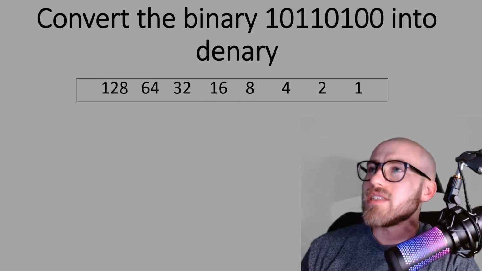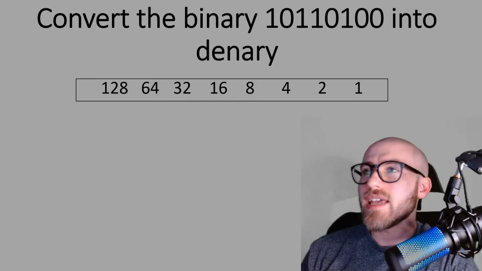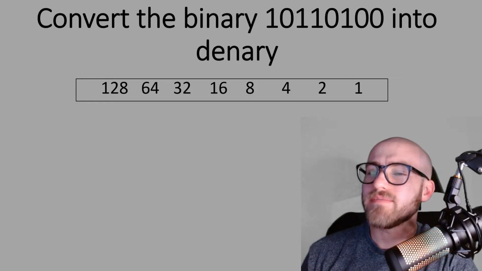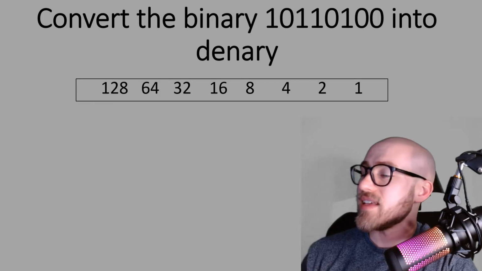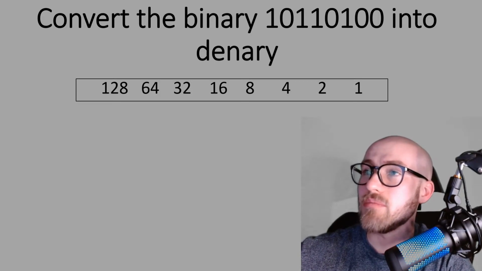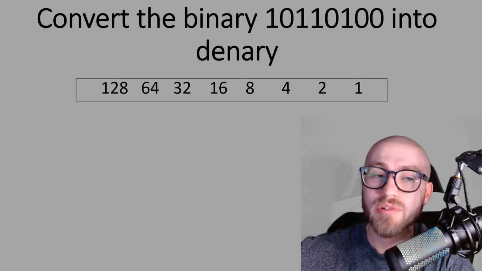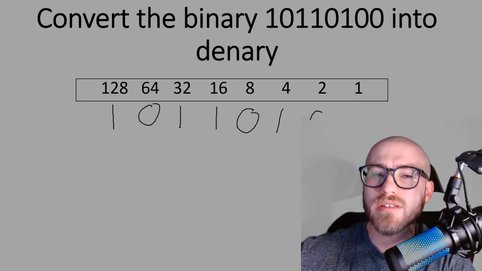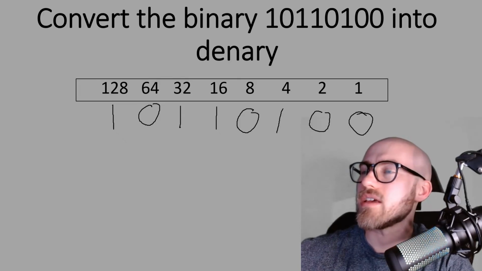Now, what happens if we get it the other way round and they give you the binary number and they say convert this into a denary number? Now, if anything, this is actually easier because all you've got to do is write out that binary number into your conversion table. So we're going to do it just underneath. So 1 0 1 1 0 1 0 0 like this.